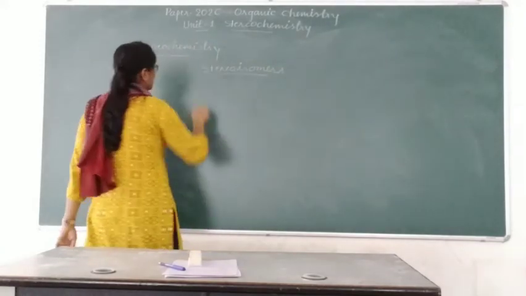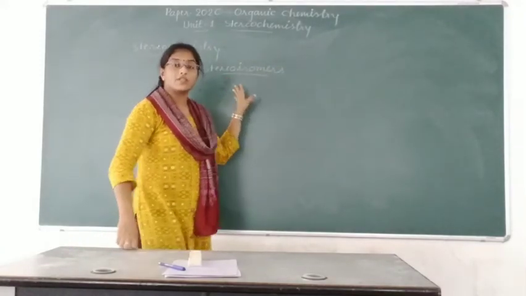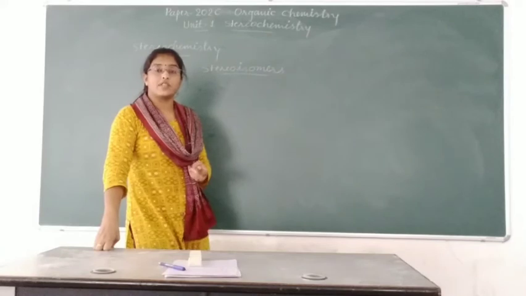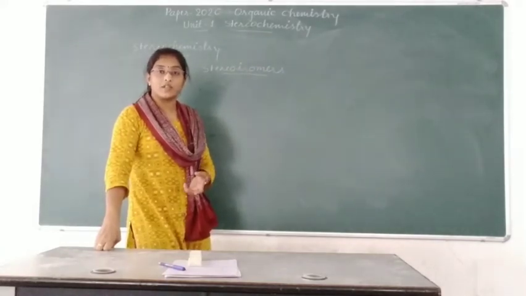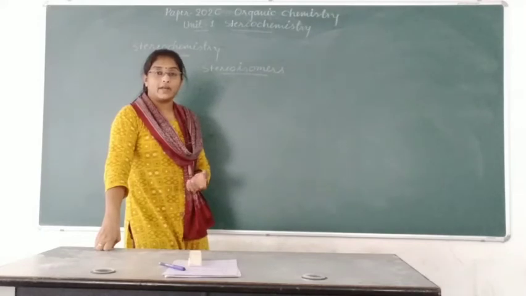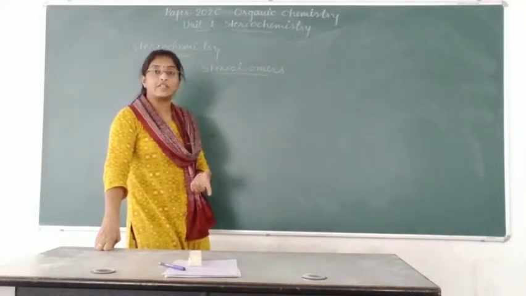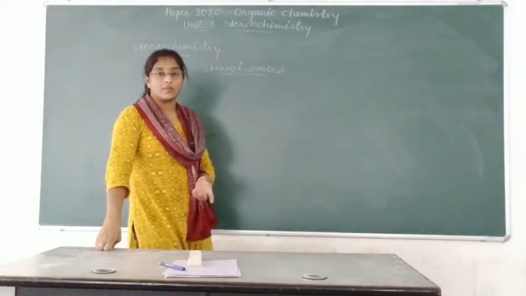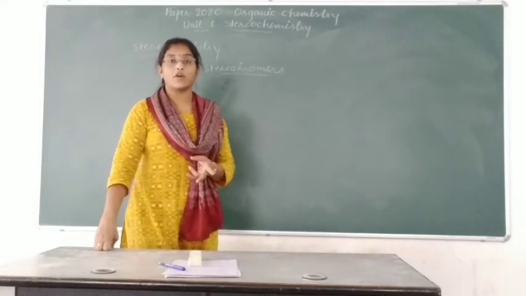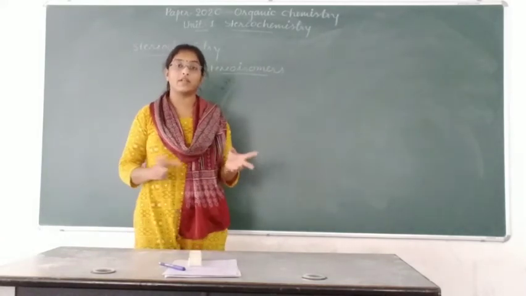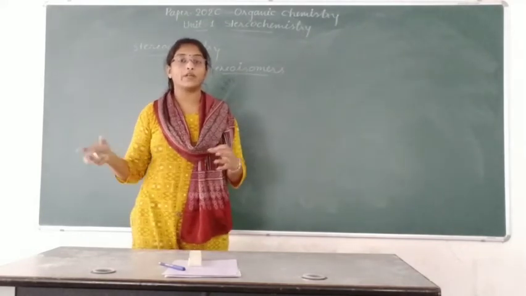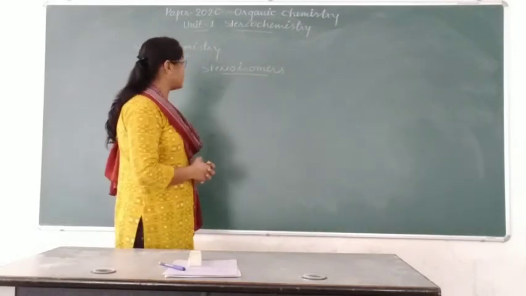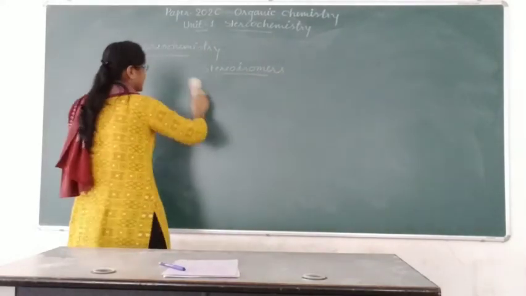So with this stereochemistry, you need to understand stereoisomers. Stereoisomers means compounds having the same molecular formula, same structural formula, but their atoms of a molecule have different spatial arrangement are called stereoisomers. Means they have same molecular formula, same structural formula, but spatial arrangement of atoms of a molecule is different. So they all are called stereoisomers. So we will have some idea about this before starting.